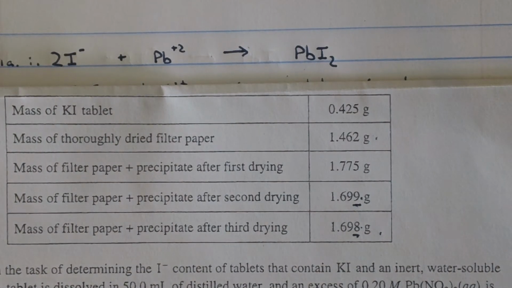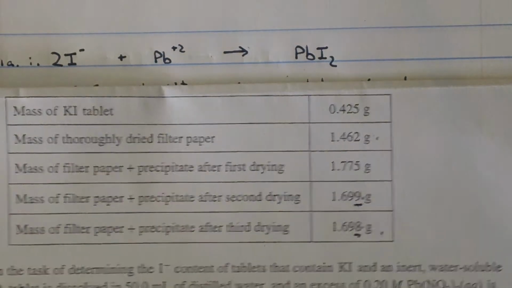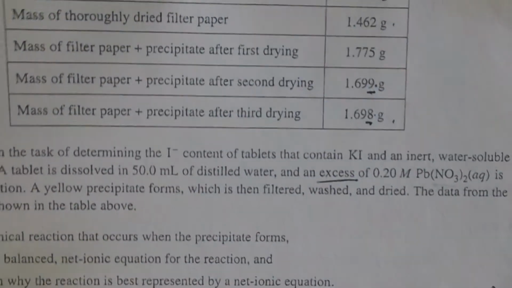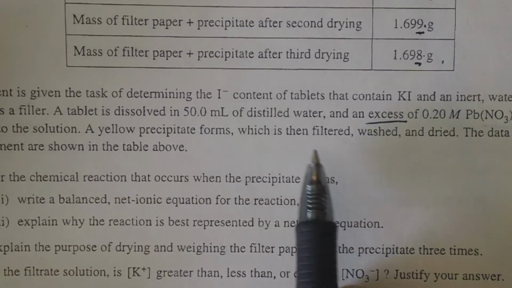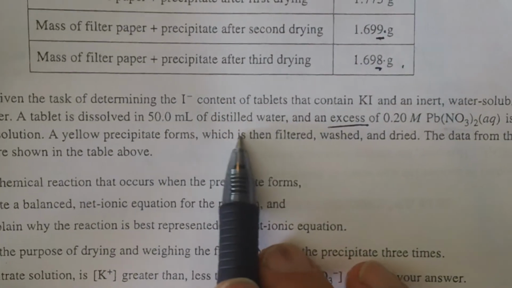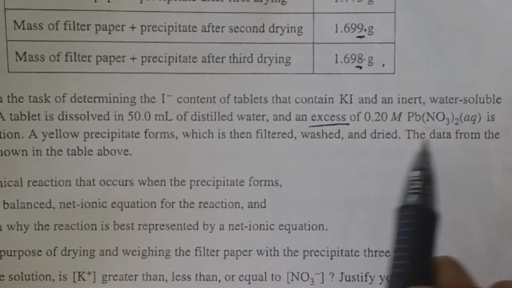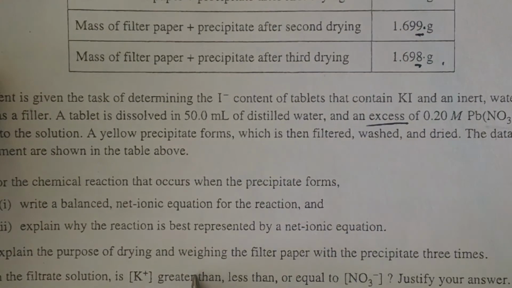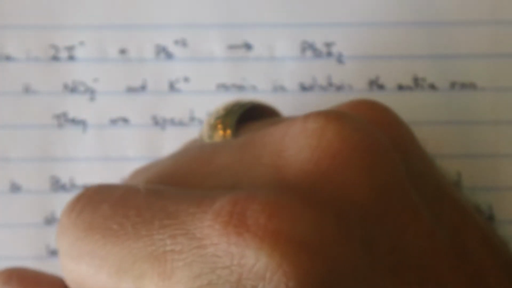That's part B. Part C says in the filtrate solution is potassium greater than, less than, or equal to nitrate. And we mentioned this in the question probably. Up here it says, and this is how we know it's a secret, the tablet's dissolved in 50 mLs of distilled water in excess of the lead nitrate. Answer their question. It says is potassium greater than, less than, or equal to. So part C, potassium ions are less.